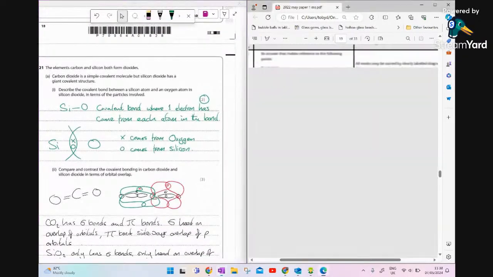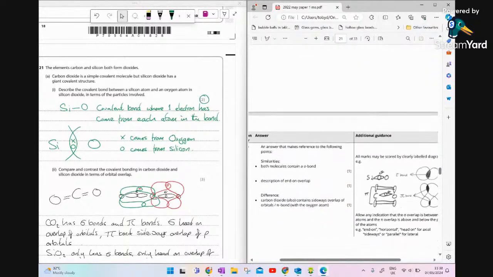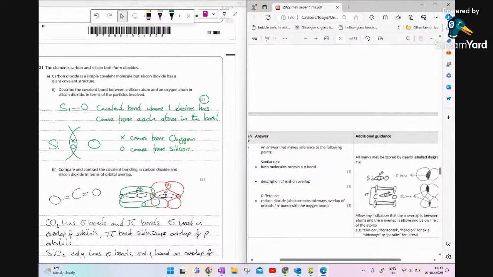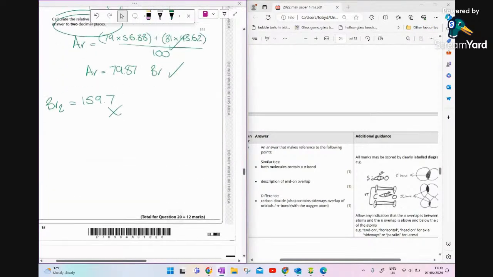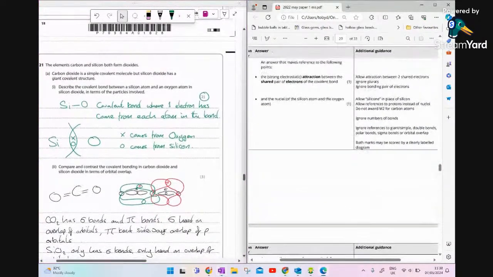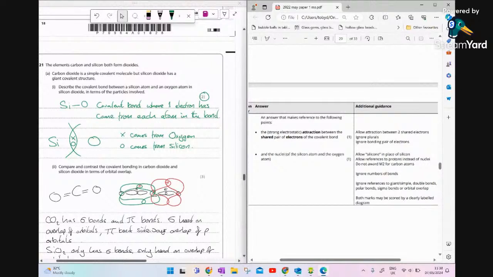Next, this one I found really interesting. Both molecules contain sigma bonds, covalent bonds where one electron has come from each of the atoms. Have I missed a question? No, I haven't. Have I skipped on a mark scheme? Yes, I have. Strong attraction. So it then says, describe the covalent bond in terms of... I've schoolboyed it. Okay, there you go.